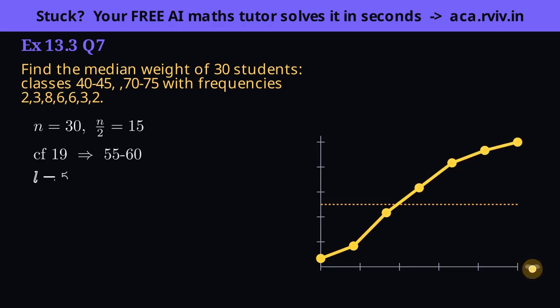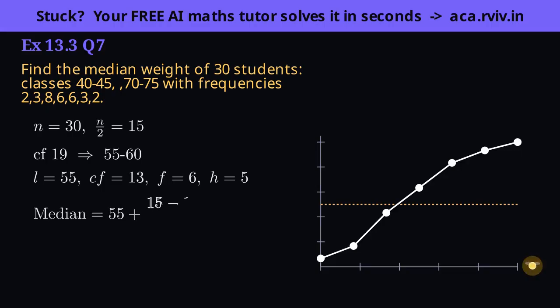Read off L 55, CF before it 13, class frequency 6, with width 5. We're only 2 short of 15, so expect a small step. Substitute. 2 more readings needed past 13, out of this class is 6. 2/6, a third, of the width 5. A third of 5 is about 1.67. So the median weight is roughly 56.67 kilograms.